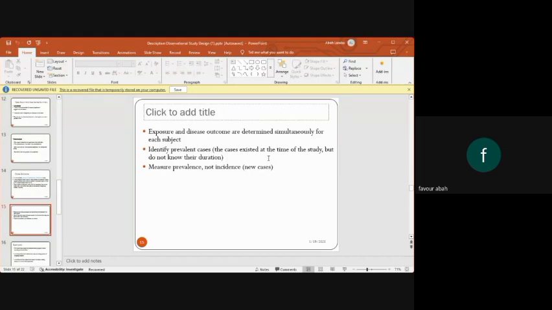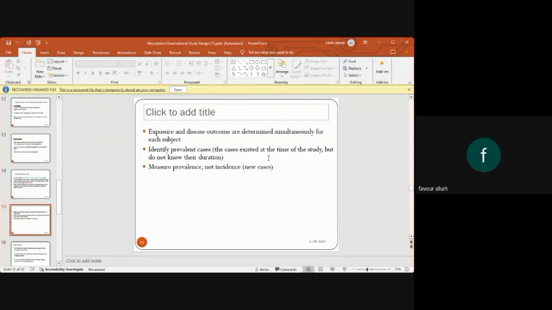So the exposure and disease outcome are determined simultaneously. So you determine the exposure and determine the disease outcome together. As you're asking them about the risk factor, you're also asking them about the outcome of the disease. Just like asking someone about their lifestyle, and you're also asking if they have diabetes. So you're determining exposure and also determining the disease at the same time.